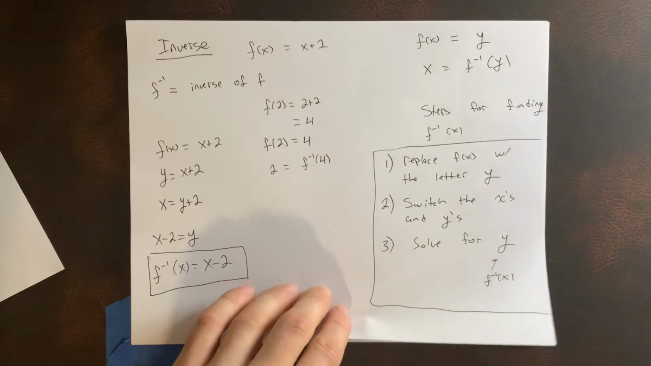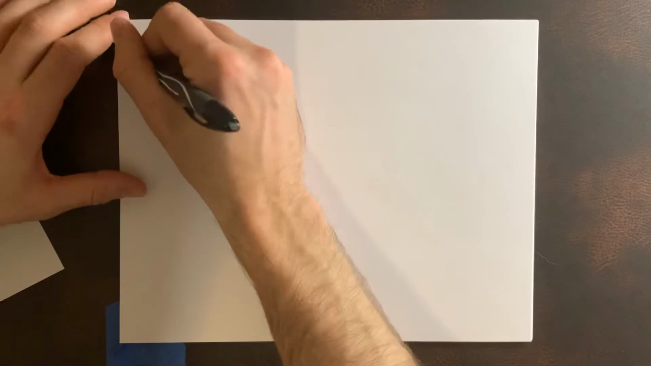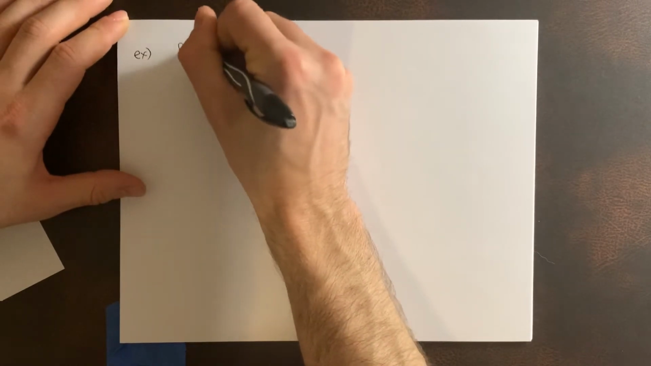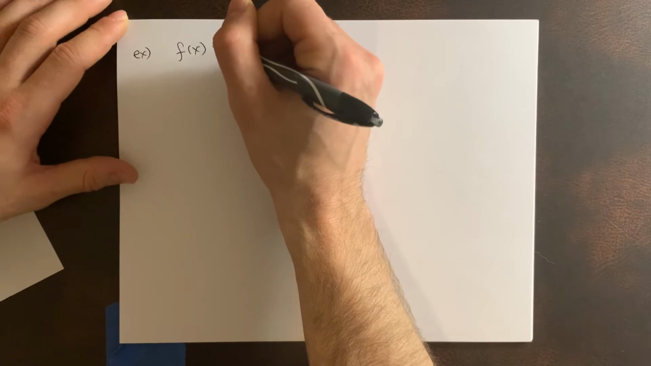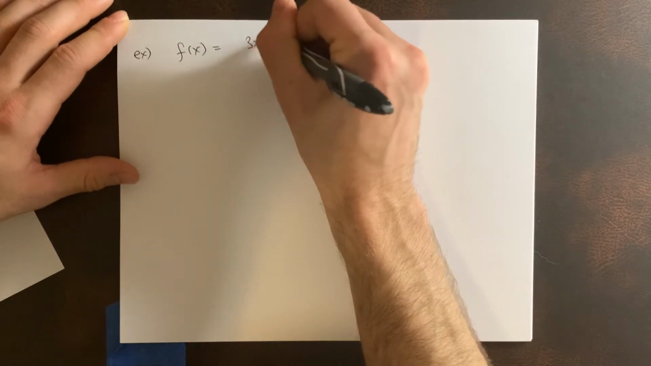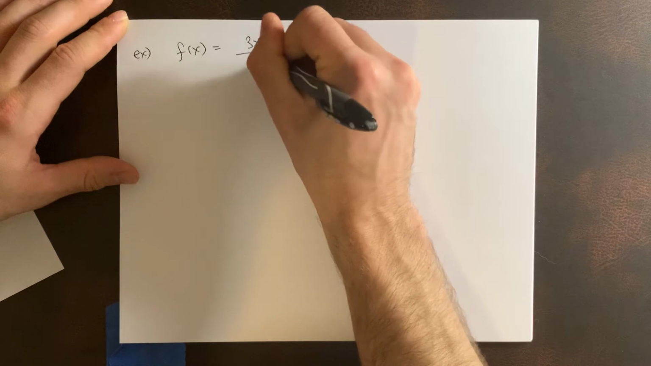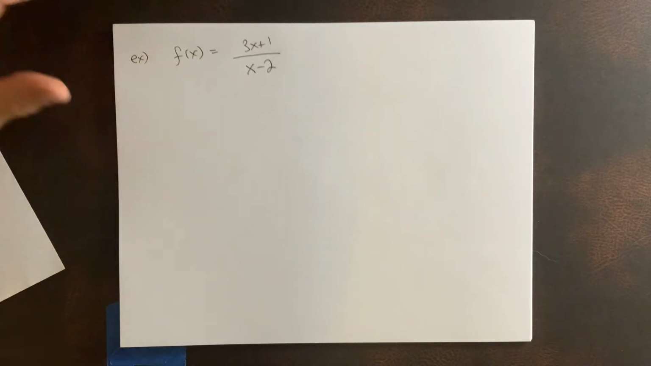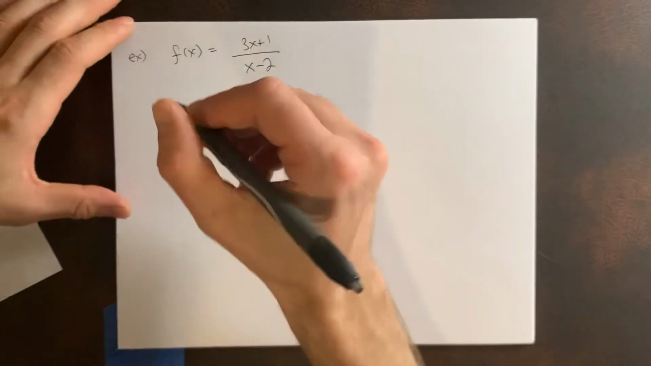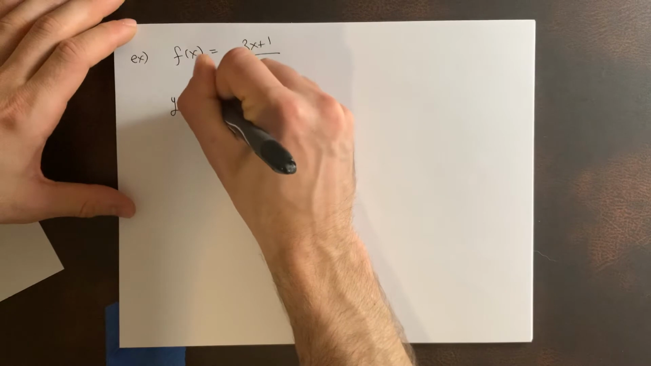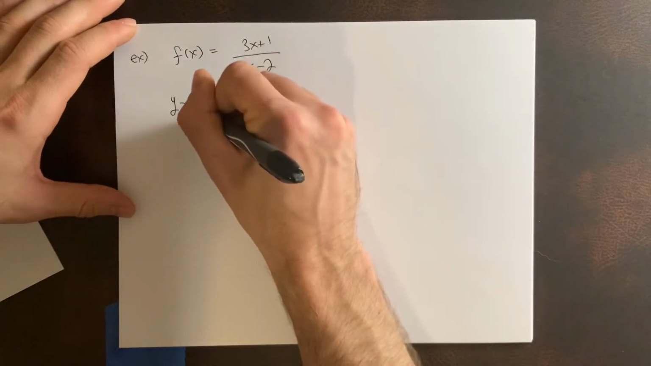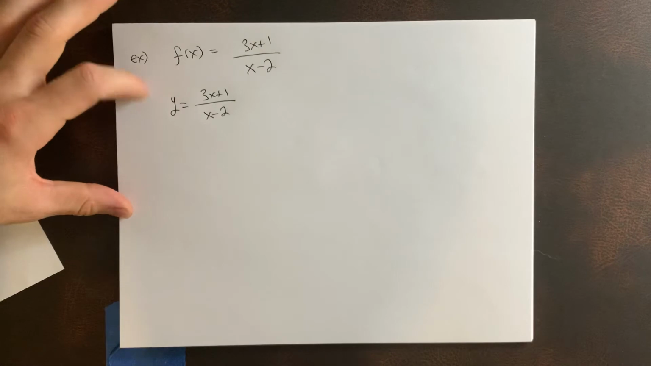So let's do a couple more examples of finding inverses. So this next one, let's do f of x is equal to 3x plus 1 over x minus 2. And then we want to find f inverse of x. So remember the steps from the previous page, the first thing we have to do is replace the f of x with a y. So we're going to have y is equal to 3x plus 1 over x minus 2. So that was step 1.